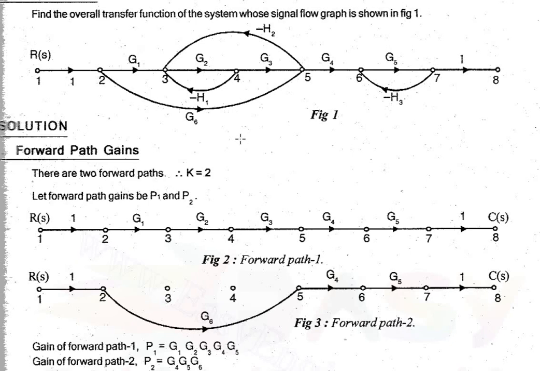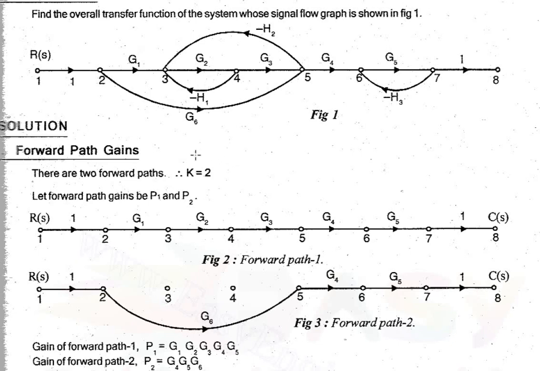First, the problem is given as: find the overall transfer function of the system whose signal flow graph is shown in figure 1. In this figure, we have 8 nodes. The 8 nodes are connected directly with forward path gains, and some of the nodes have feedback with a feedback gain also.